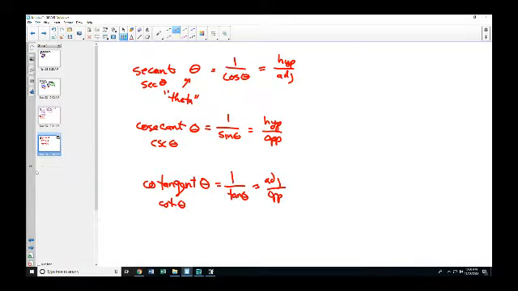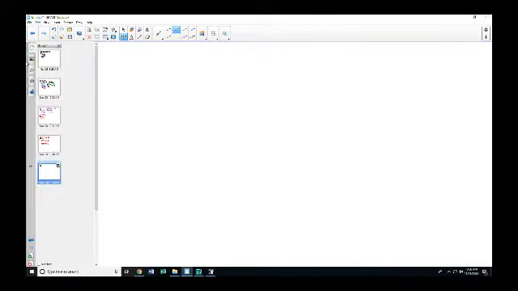So these can be used the same way as sine, cosine, and tangent, solving right triangles if you want to. Not necessary most of the time. But there are a few problems that you'll see that are a little different.